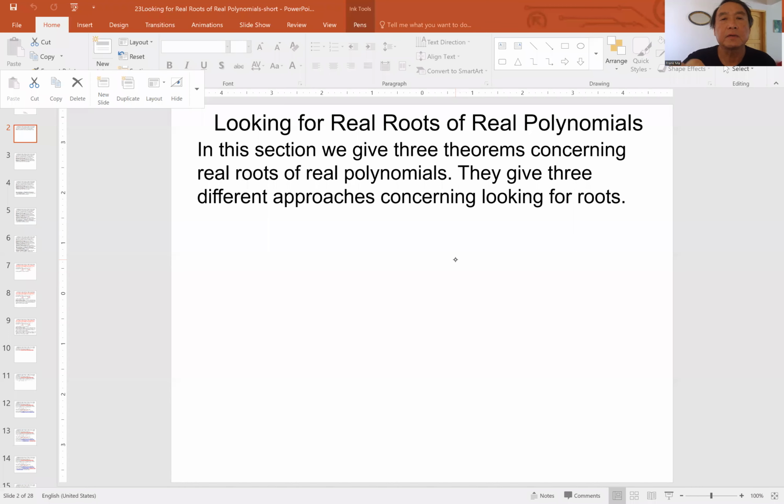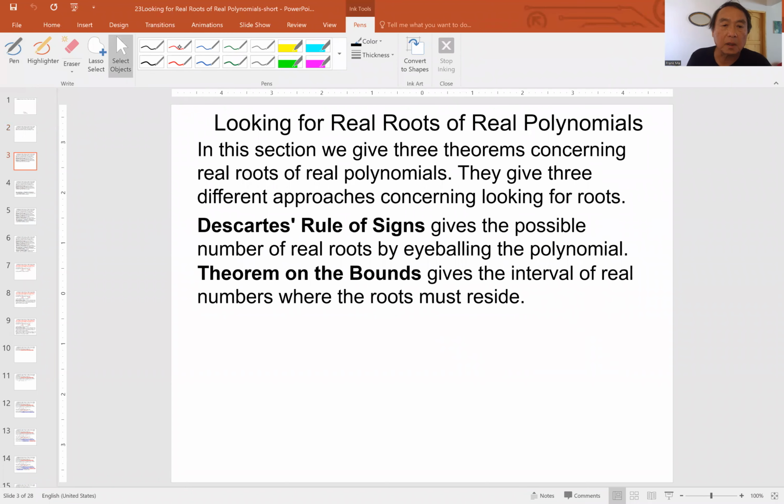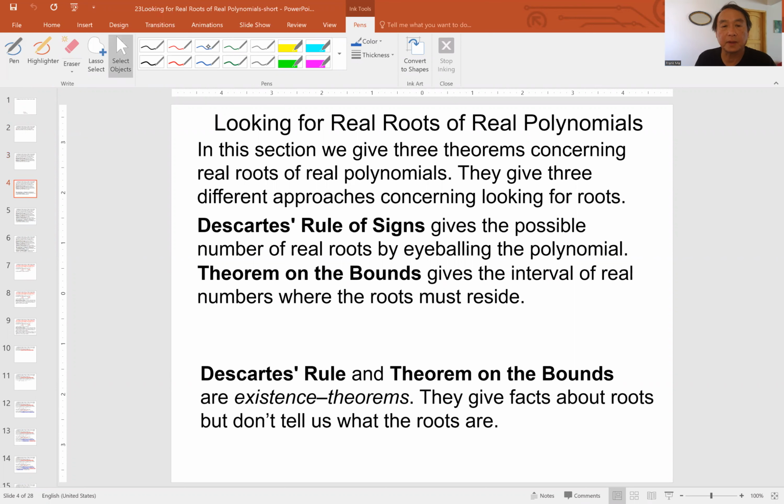Here are three theorems about real roots of real polynomials. Descartes' rule of signs tells us how many possible real roots there are, and the theorem of bounds tells us where they have to be, the interval they have to be in. And these are called existence theorems. Basically, they don't really pinpoint where those roots must be.